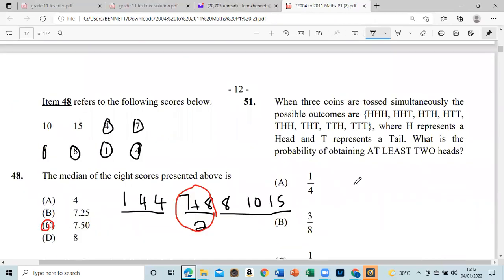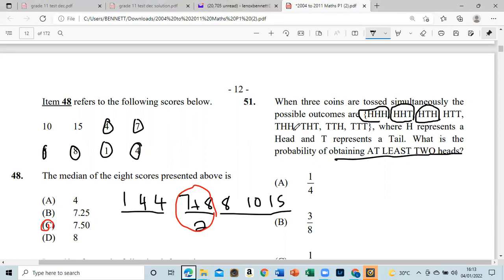Probability question. When 3 coins are tossed simultaneously, the possible outcomes are listed, where H represents a head and T represents a tail. What is the probability of obtaining at least 2 heads? All right, so that is the important part. At least, so it can be more than 2 heads, right? So this is one. No, it can be 2 or more, right?